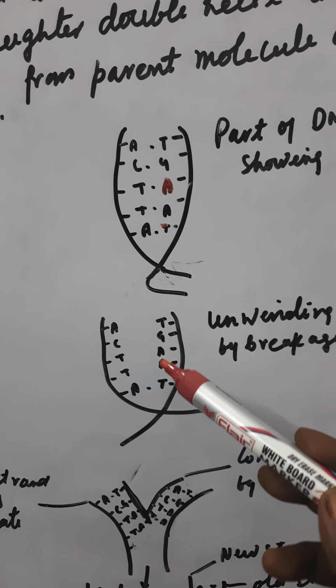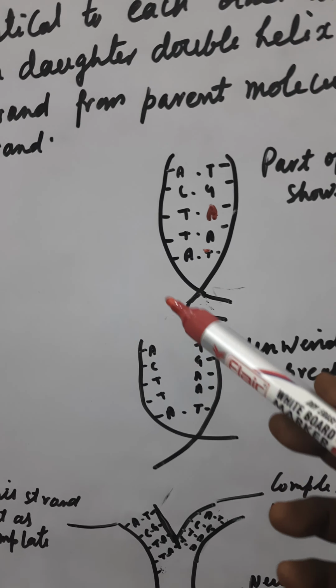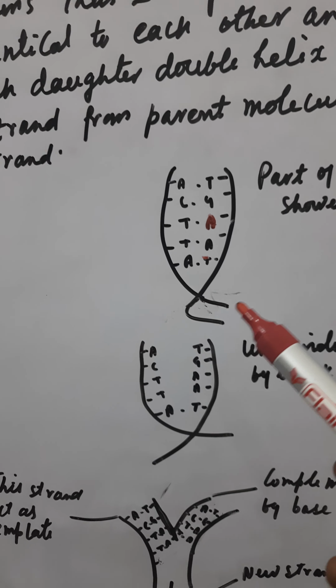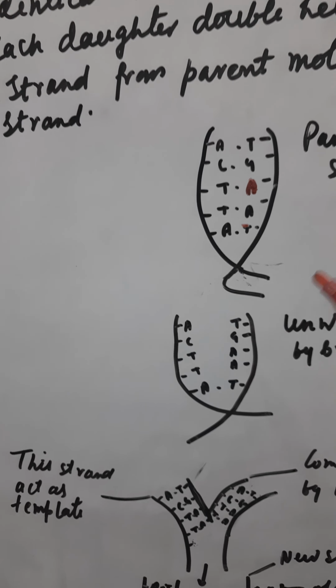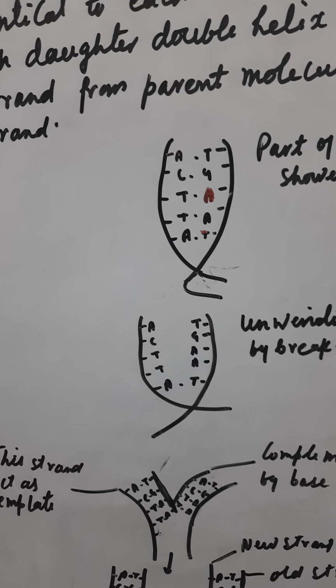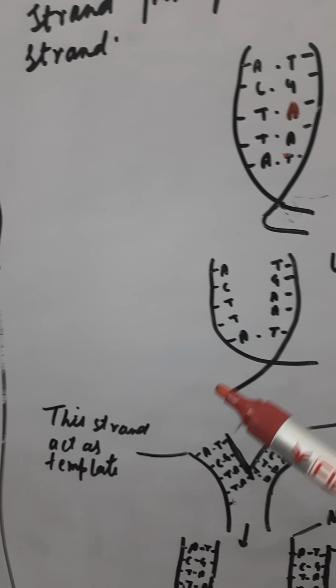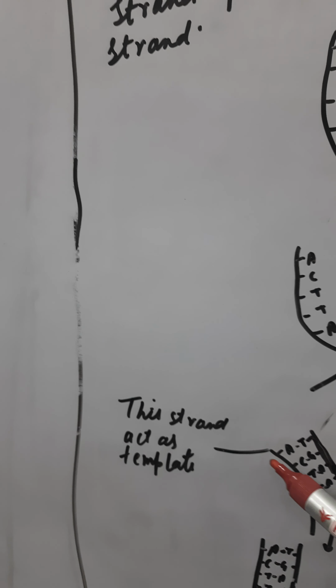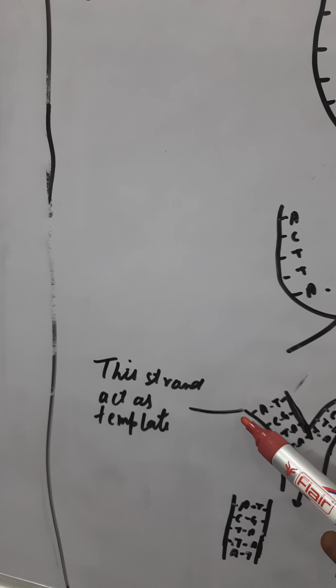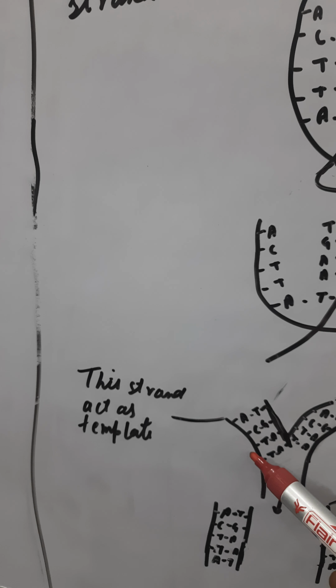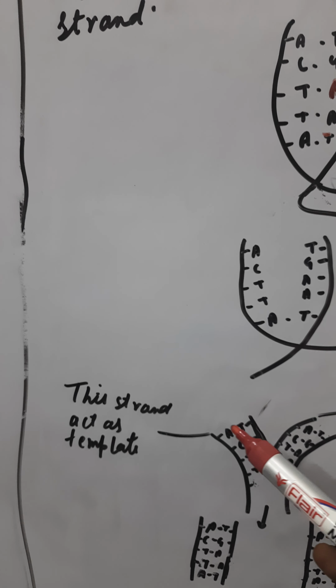Here, in the second portion, the unbinding or untwisting of the DNA molecule starts. Before this, you know that DNA is a double helical structure. Go through the structure of the DNA which was taught to you earlier. Now what will happen? This strand will act like a template for the synthesis of a new strand.